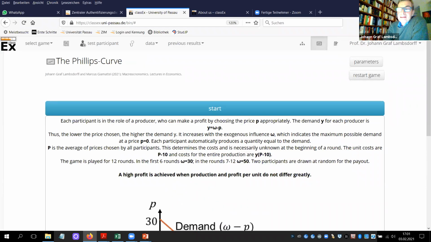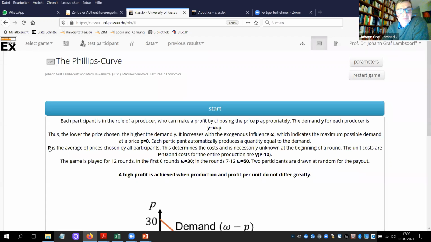Okay. Now this time you are each in the role of a producer, and you can make a profit by choosing the price P appropriately. The demand Y for each producer is Y equal to omega minus P. Thus, the lower the price chosen, the higher the demand Y. It increases with the exogenous influence omega, which indicates the maximum possible demand at a price P equal to 0. Each participant automatically produces a quantity equal to the demand.